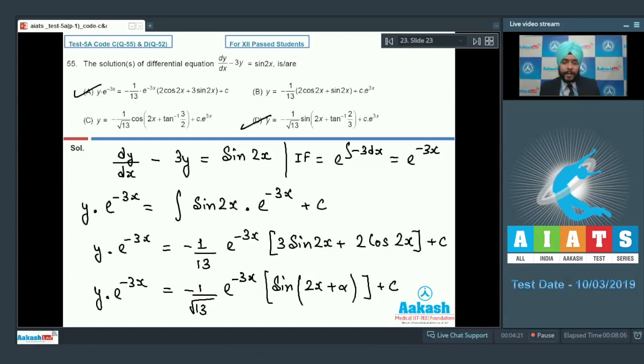Also, carefully analyzing option B and option C, they are obviously wrong because cos of 2x plus tan inverse 3 by 2 cannot be there, and 2 cos 2x plus sin 2x is not there. So the final answer of the question is option number A and option number D. We always have to solve carefully with the options when such questions are there. Okay, let us move on to 56.